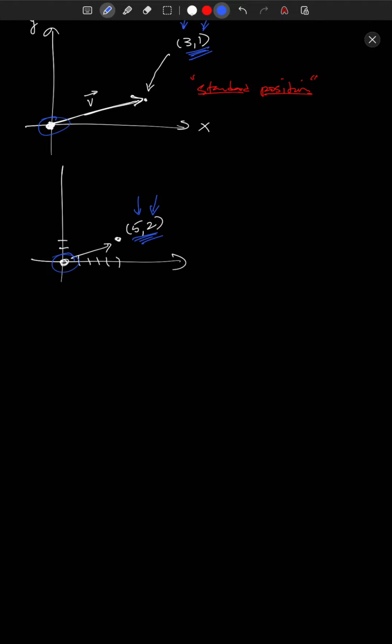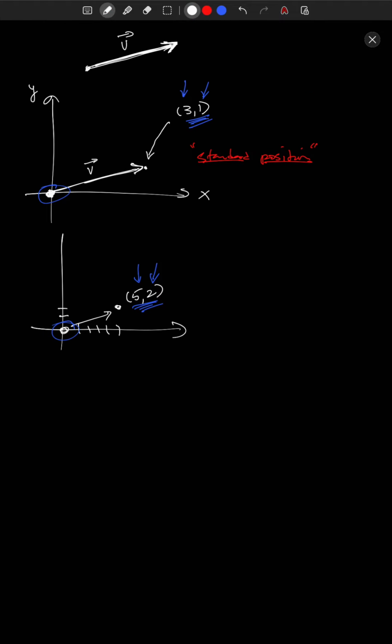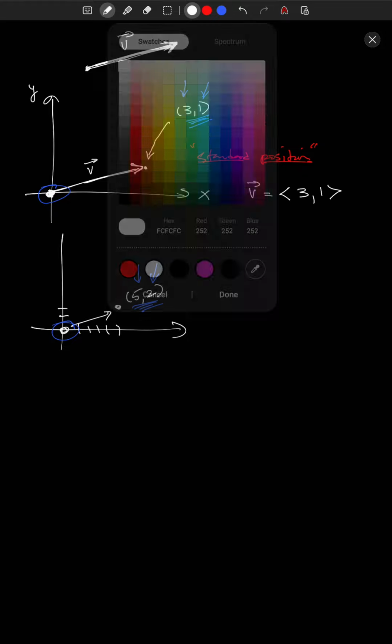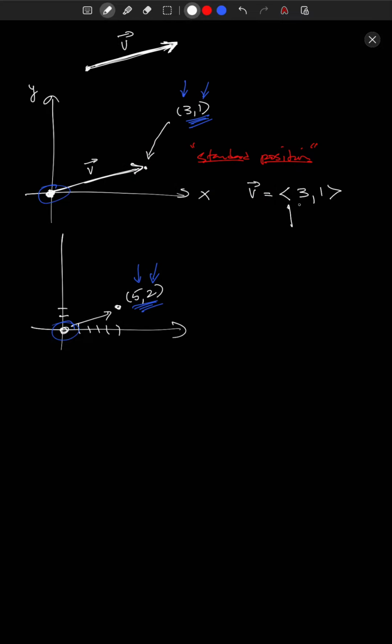In fact, our notation for vectors in this algebraic setting comes directly from the 3, 1 and the 5, 2. So this vector v, the way we would write it is v equals, and then we're going to use sharp brackets, or at least our book uses sharp brackets. Many different books have different notations, but the one we have is sharp brackets, so we'll stick with that. v equals sharp bracket 3, 1. The sharp brackets remind us that this thing represents a vector.